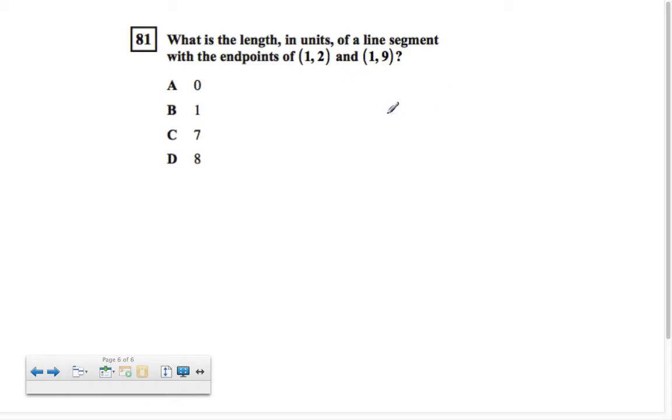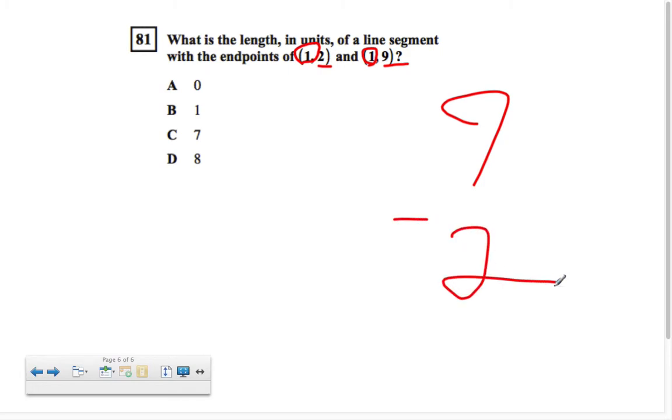What do we do? We have to go back to what Mr. Graham said before. You notice that the 1s are the same. You do nothing with them. But the 2 and the 9, they're different. Which one's bigger? 9. Which one's smaller? 2. 9 minus 2 is... That's right. You should have selected C.